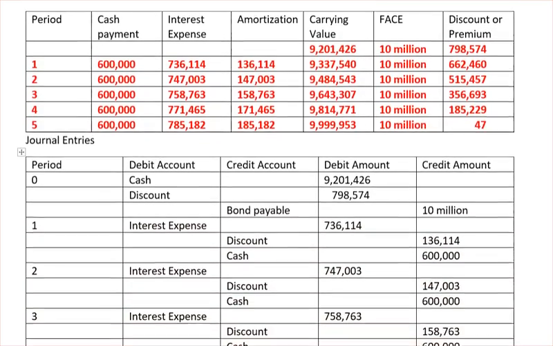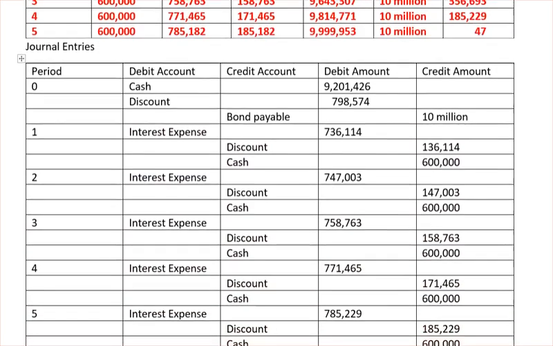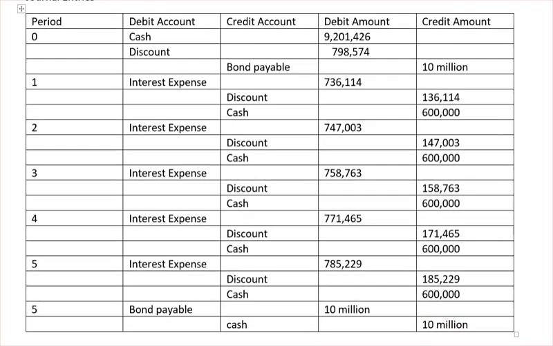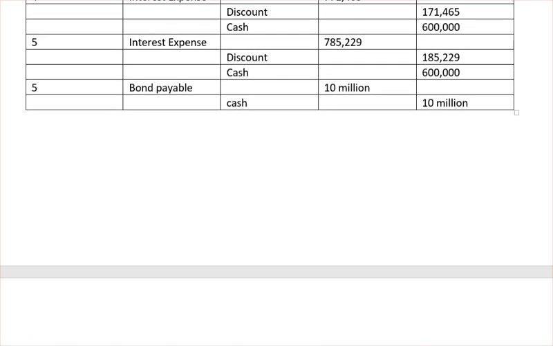The journal entries, you just get used to doing these journal entries, and notice the form is always the same here. Since you have a discount, your interest expense is coming from two sources. Cash amount's always the same, and then the last journal entry is always the same too.